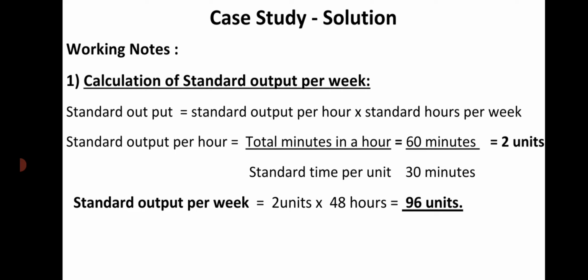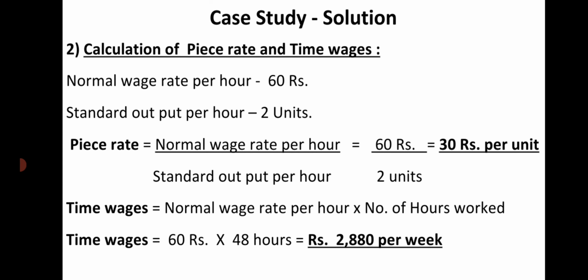So standard output per week will be 2 units into 48 hours. 48 hours for a week and 2 units per hour. 2 units into 48 hours will give 96 units, which will be the standard output for 48 hours. Then we have to calculate the piece rate.